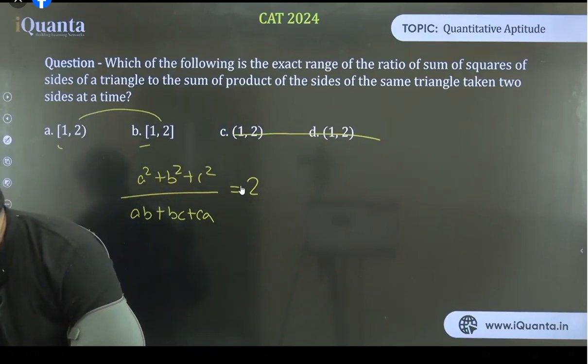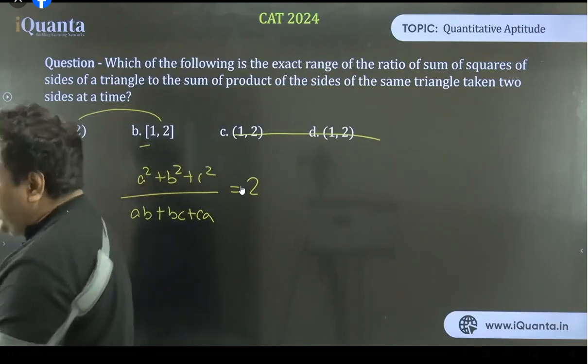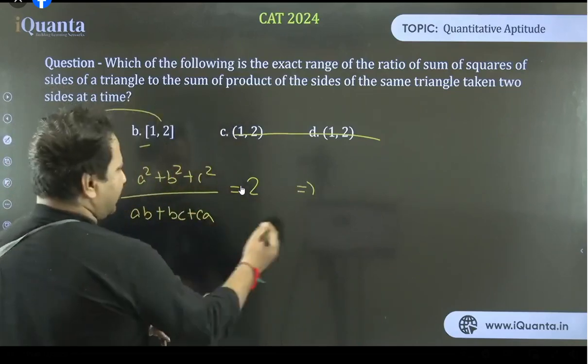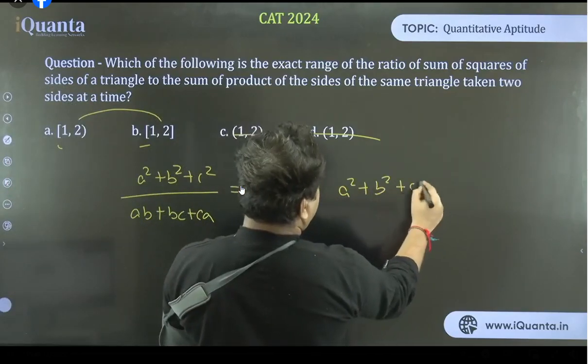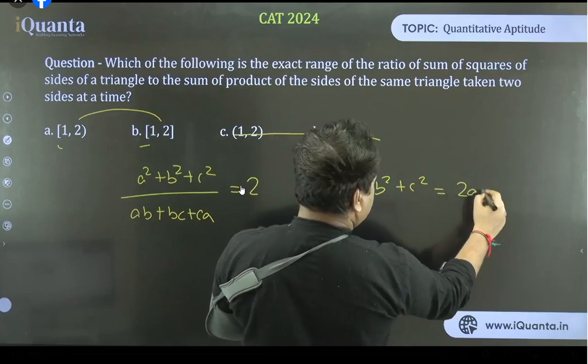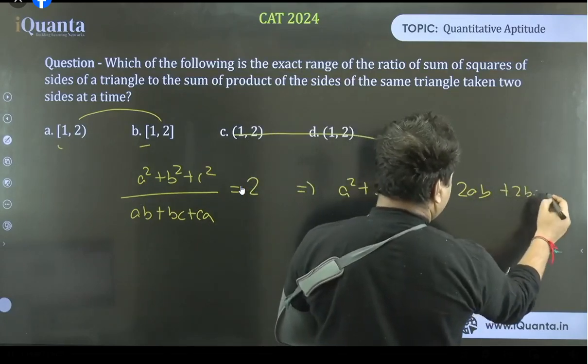मैं 2 मान लेता हूं. अगर ये प्रूव हो गया तो आंसर सेकंड ऑप्शन, अगर प्रूव नहीं हुआ तो आंसर फर्स्ट ऑप्शन. How beautiful is that? So let's do it. दिमाग में ऐसे मेरे आ गया, देखते हैं क्या होता है. You know 2AB plus 2BC plus 2CA.